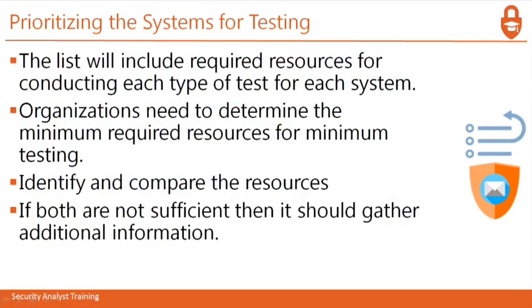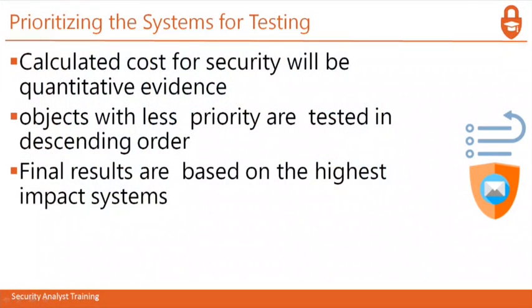So when you are prioritizing the system for testing, the list will include the required resources for conducting each type of test for each system. Initially, the organizations need to determine the minimum required resources for the minimum testing. The systems with the highest level of impact need to bubble up. Then the organization should identify and compare the resources for security testing with the required resources. If these resources are not sufficient to carry out the test process for high impact systems, then the organization should gather additional resources to complete the security testing, which is very vital. The calculated cost for security testing will be the quantitative evidence for using more resources.